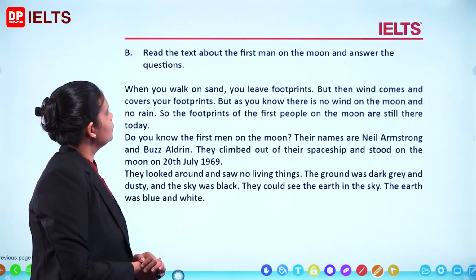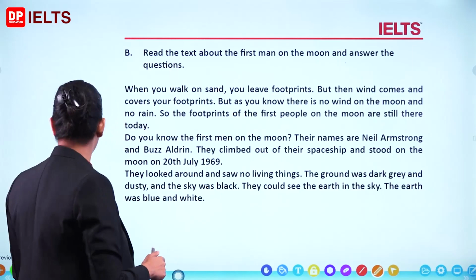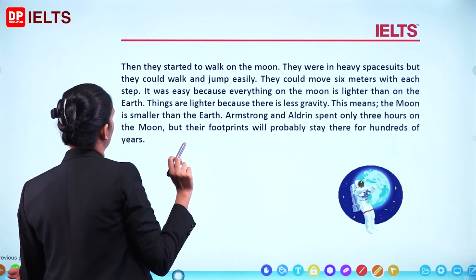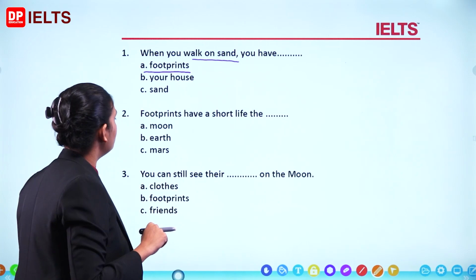So here we read the text about the first man on the moon and answer the questions. So let's read the question and find the answer. When you walk on sand, you leave footprints. Footprints have a short life, right?